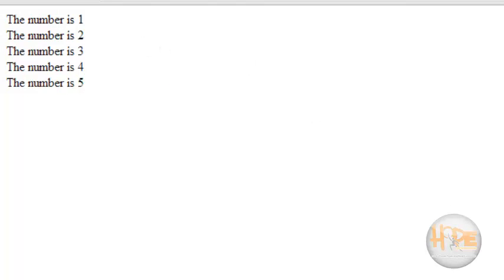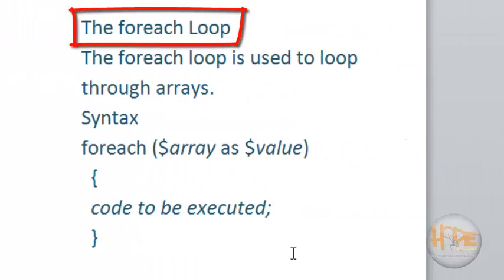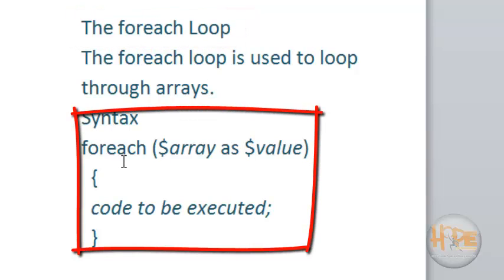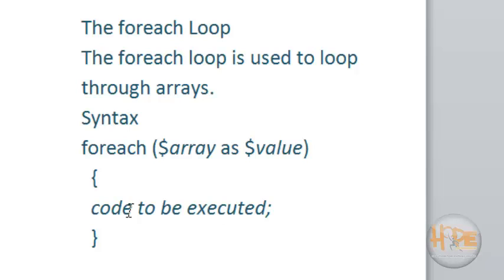Now let's see the for each loop. The for each loop is specially for the array. The for each loop is used to loop through arrays. This is the syntax for each loop. $array as $value and then code.